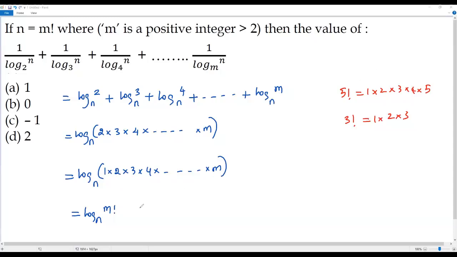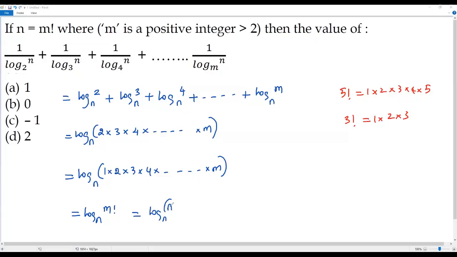In the next step, we already know that n equals m factorial. That is, the value of m factorial is n, as given in the question itself. So we can plug in n for m factorial. When I plug in n for m factorial, I'll get log n to the base n.